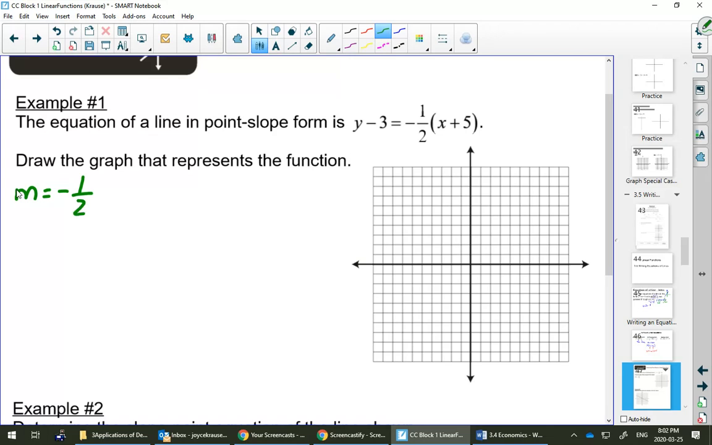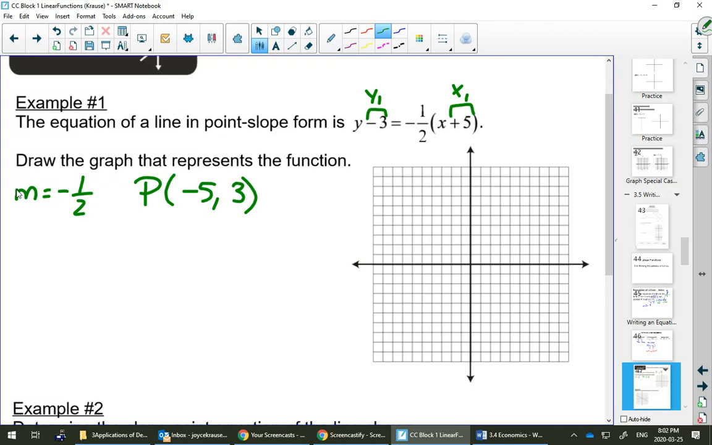And then our point relates to our y1 and this is our x1. But remember, the formula is y minus y1 equals m times x minus x1. So our coordinate is actually -5, 3. Once we have our slope and our point, then we just have to graph.